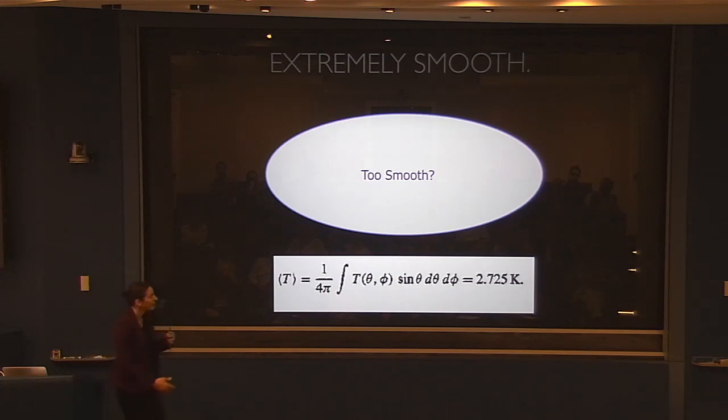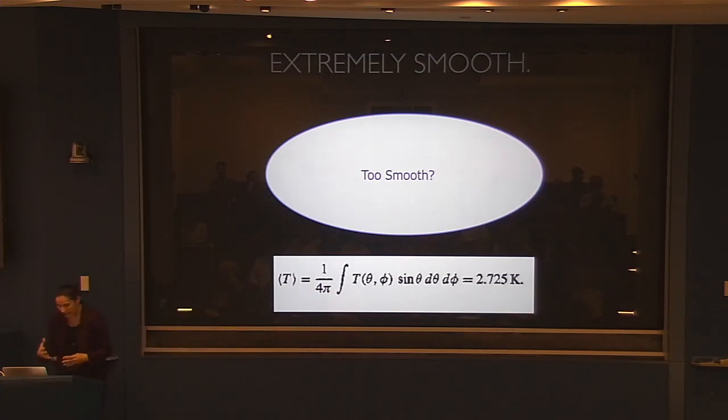And the smoothness is critical. So the actual value of the temperature is very important because you have a cooling universe. So that value of the temperature tells you something about the dynamics of that universe going back in time. But the smoothness tells you something very different.